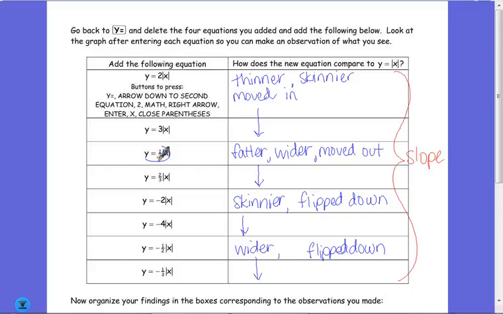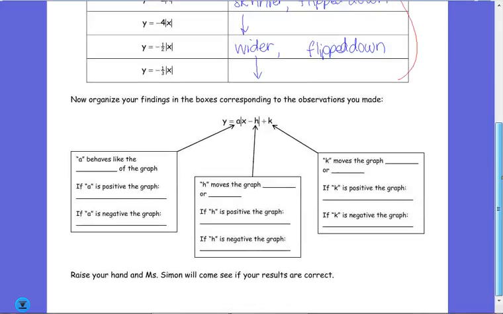So now we're going to scroll down to the bottom of the page. This is the important info right here. We're going to now organize our findings in the boxes. If you notice, each box points to a letter, and that letter was one of the boxes that we filled in. So this first letter is the letter in front. That's the box we just finished. So the one big thing we just mentioned is that A behaves like the slope of the graph.